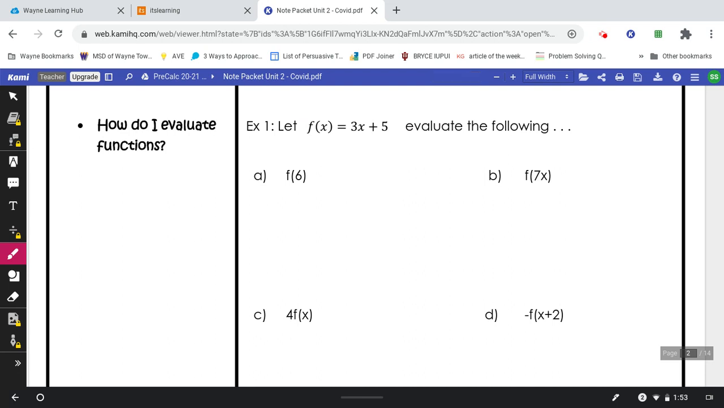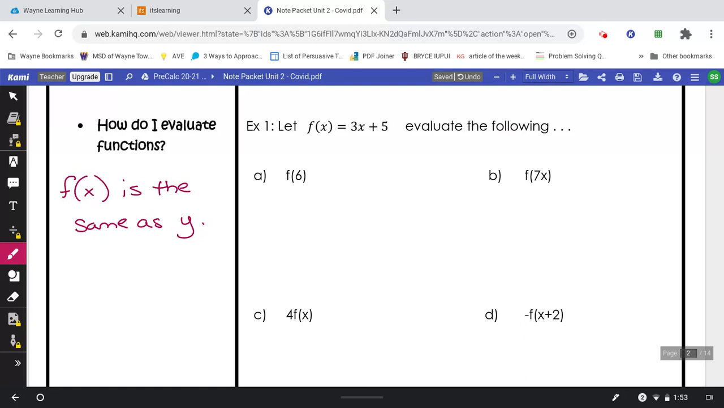Oftentimes people will write f of x as y. F of x is what we call function notation. F stands for function. And that type of notation is very helpful as you move up into higher level maths like calculus. So you're going to get used to this function notation here.